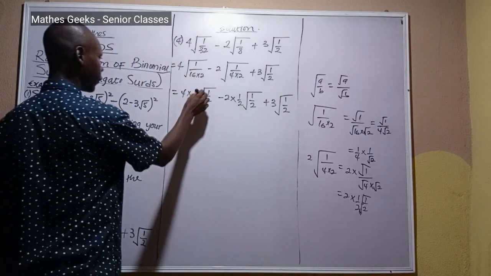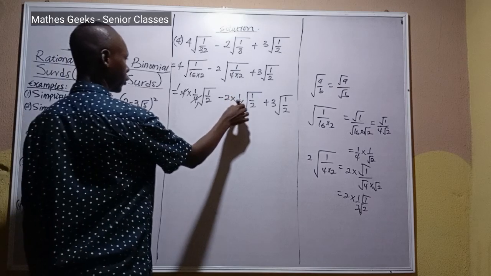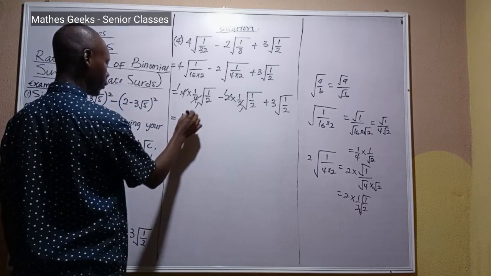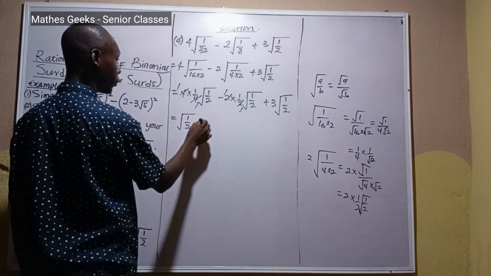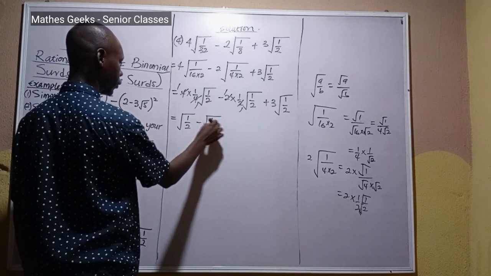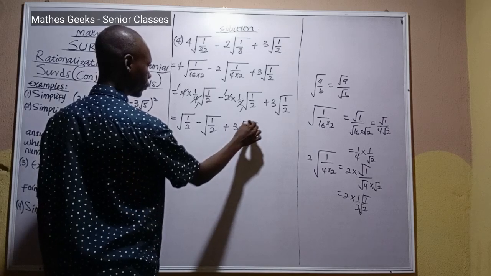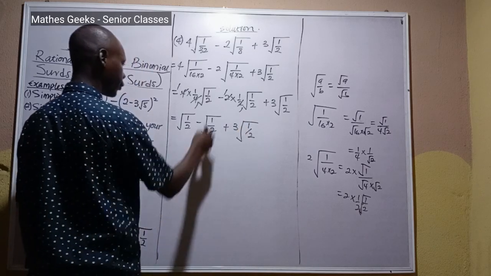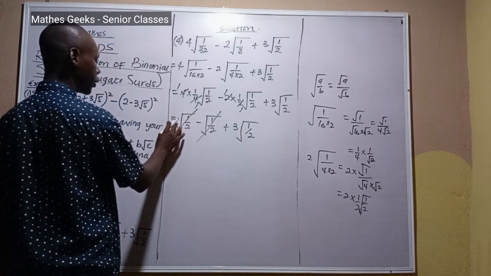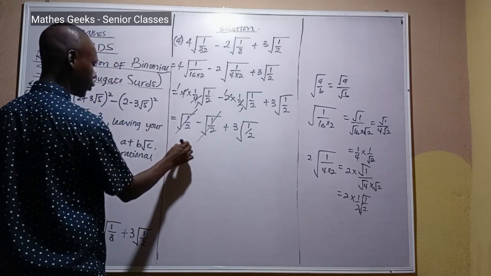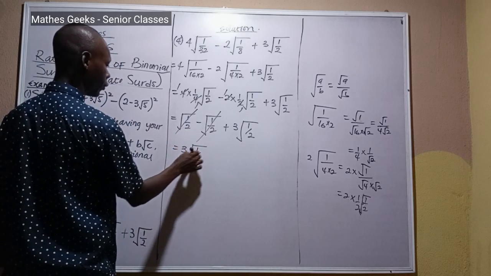So 4 with 1, 4 with 1, 2 with 1, 2 with 1. This will give us 1 over 2 minus 1 over 2 plus 3 over 2. So this will cancel, since this is plus and this is minus, they will cancel. This will give us 3 root 1 over 2.